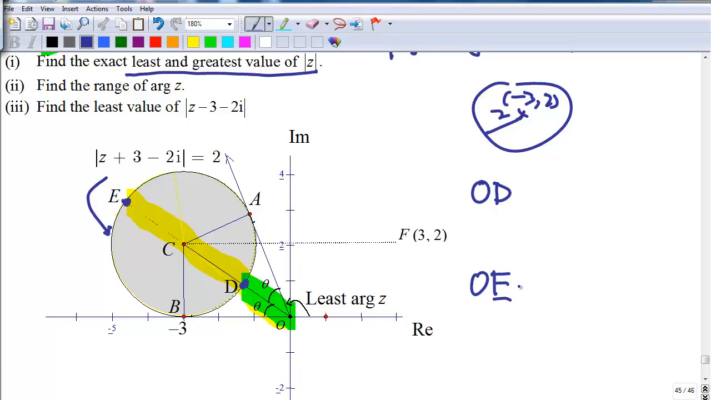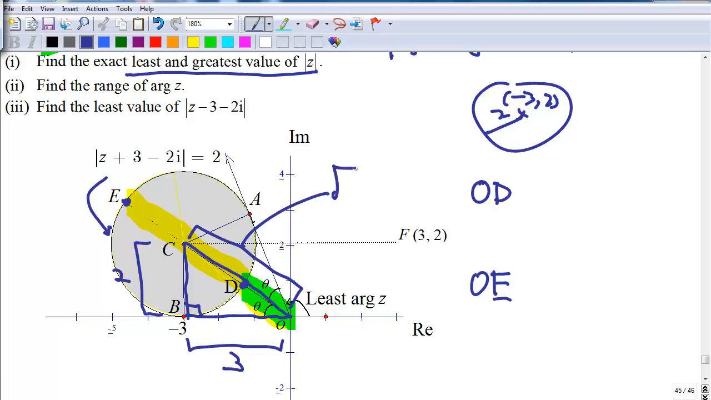Okay? Now, how to find OD? Now if you look at the length OD, OD actually is part of a right angle triangle here. Okay, right angle at B, and the length of the base here is 3. The height of this triangle is 2. Alright, now Pythagoras theorem will tell you the length of the hypotenuse, and this is just square root 2 square plus 3 square, giving you square root 13.